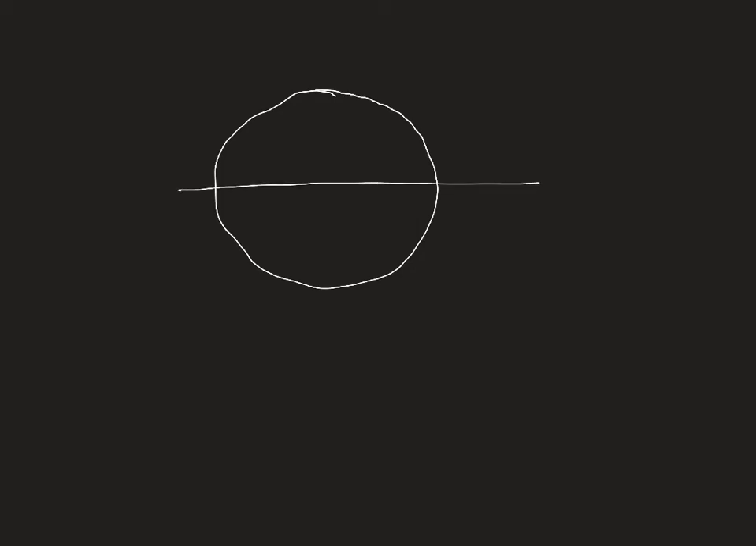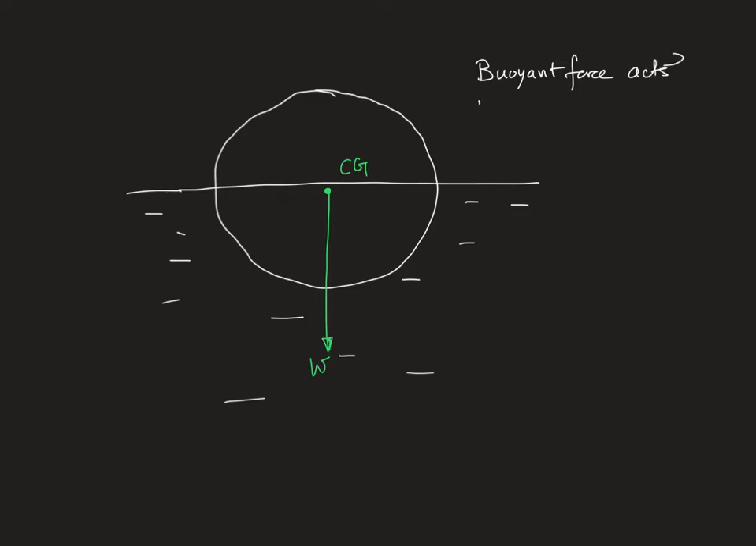We will look at the line of action of the buoyant force and the weight on a floating body, or maybe a submerged body. Suppose this body is partly submerged inside the liquid at rest. The weight of the body obviously acts through the center of gravity, W, and the buoyant force acts through the center of buoyancy, CB. CB means center of buoyancy. So this is the line of action of the buoyancy force.